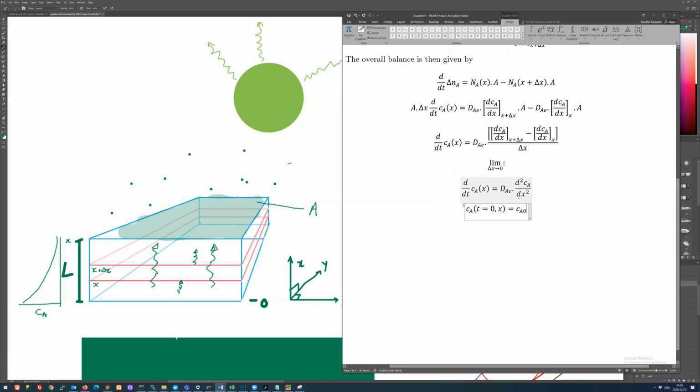Now, if you look at this equation, it's first order in time and second order in x. And you count that up then as 1 plus 2. So that's going to be 3 boundary conditions that we need to solve this problem. So the other boundary condition we can look at is at the surface here. Clearly, we have diffusion away from this slab.